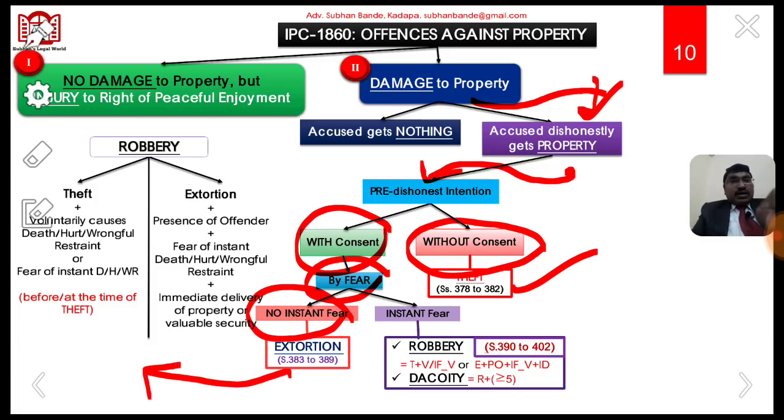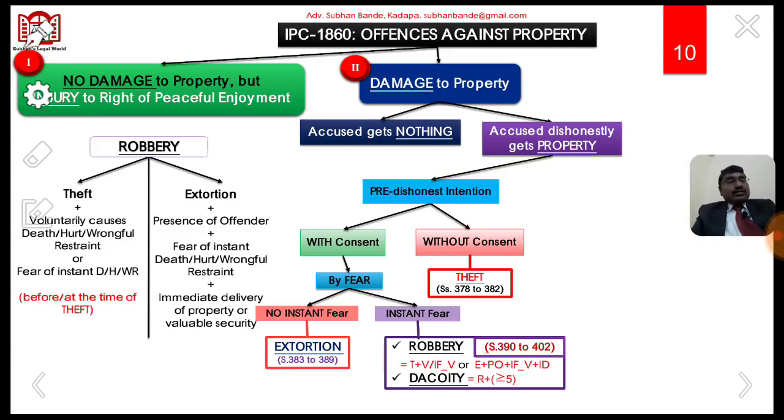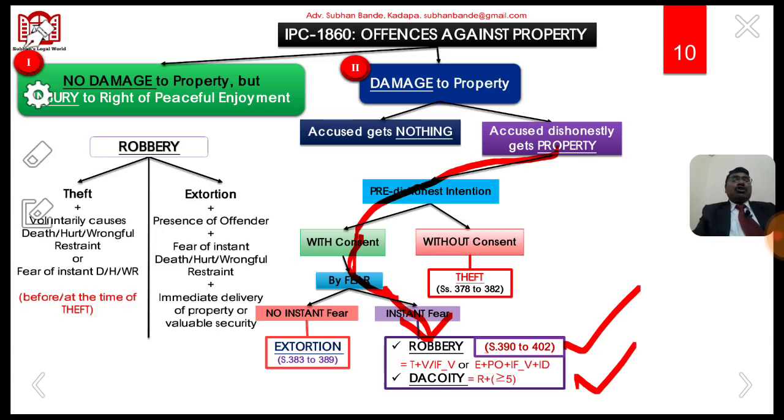Now, the accused dishonestly gets the property with pre-dishonest intention with the consent of the victim, but the victim gives the consent because of the fear. The fear is the instant one. If the fear is the instant fear, then it may be either robbery or dacoity.